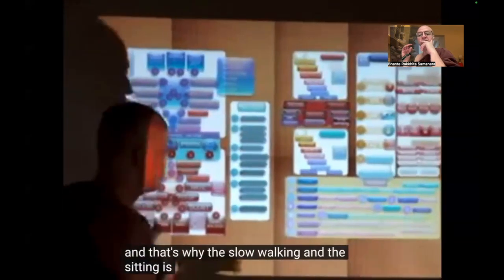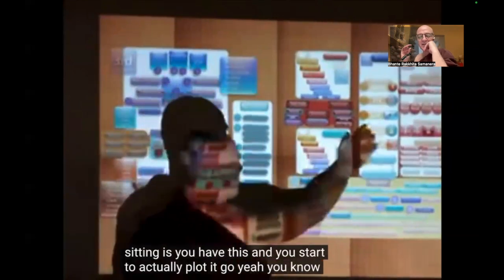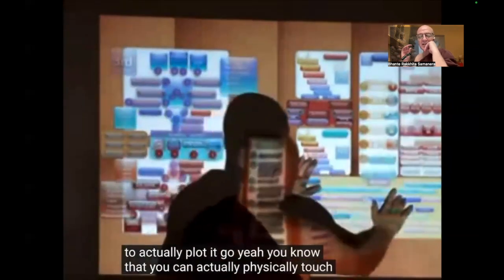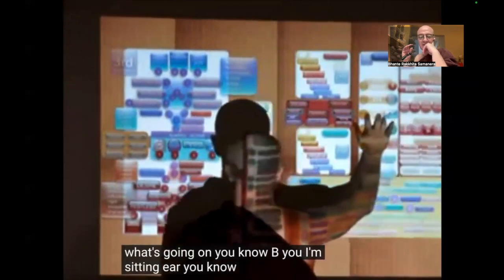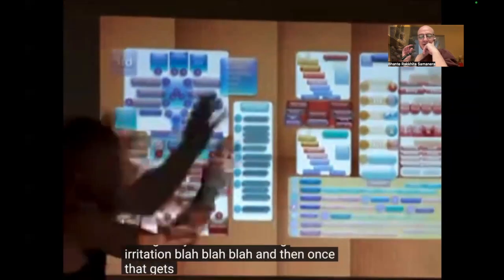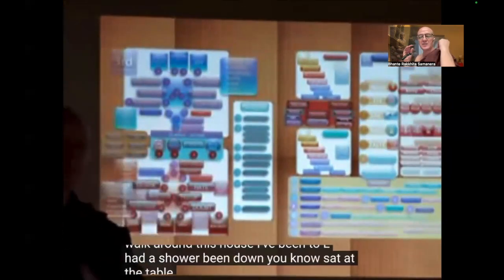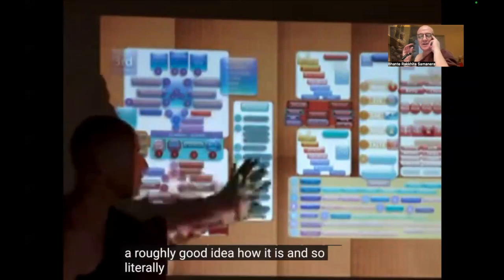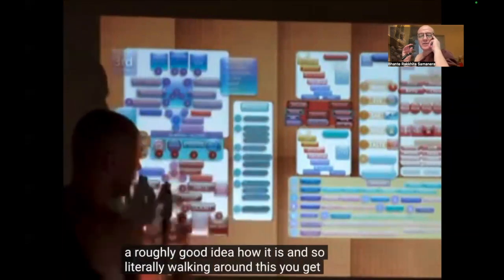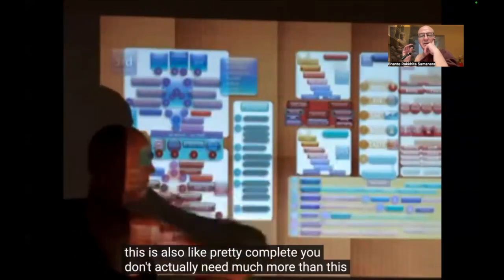That's why the slow walking and the sitting is useful: you have this and you start to actually plot it, and you can actually physically touch what's going on. I'm sitting, walking, ear, listening, irritation, and so on. And then once that becomes familiar, like walking around this house, once you've got a roughly good idea where everything is, literally walking around this, you get it. This is also pretty complete. You don't actually need much more than this.